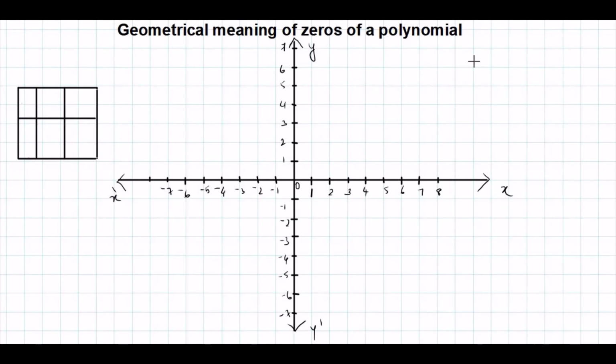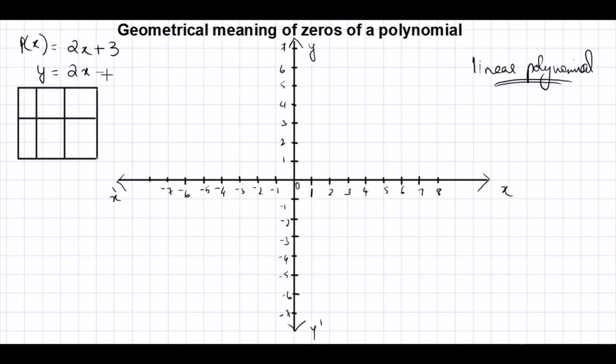So first let's take a linear polynomial. You have learned the graphical representation of a linear equation is a straight line. So let's check with the linear polynomial. Let the polynomial be p of x is equal to 2x plus 3. So we can take this p of x as y. That is, y is equal to 2x plus 3.